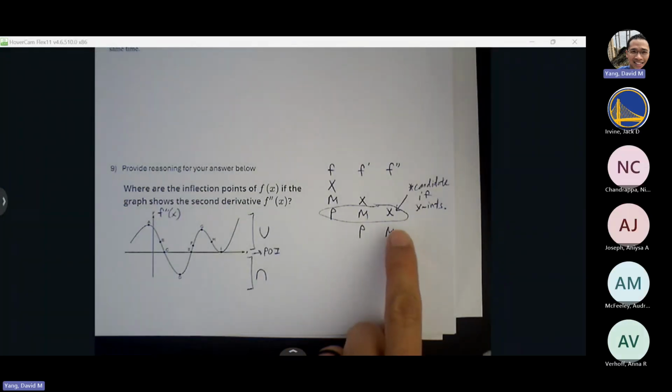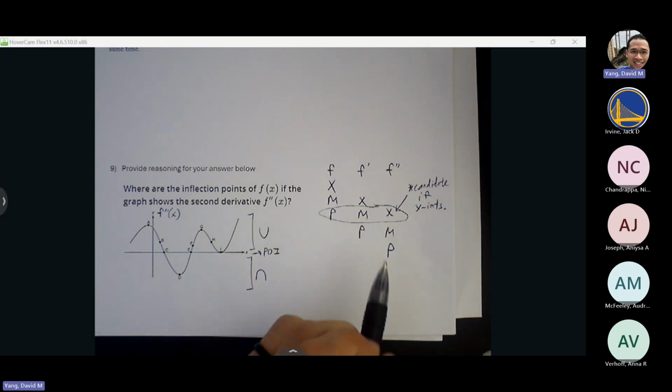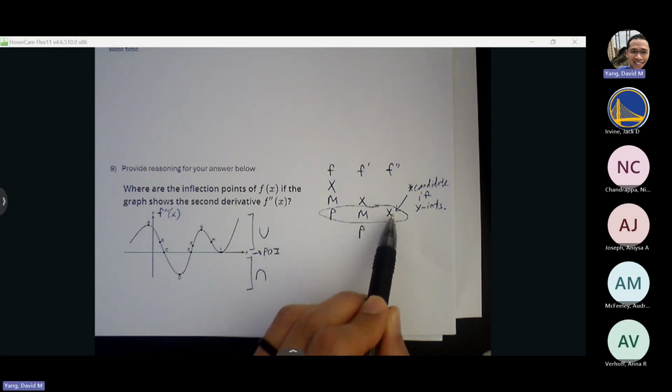What needs to happen in order for the x-intercept to be a point of inflection? There has to be a what? Yeah, has to be a change in signs. Okay, so keep that in mind. Not every x-intercept is going to be a point of inflection. On the f double prime sign line, f double prime graph, got to change sides.